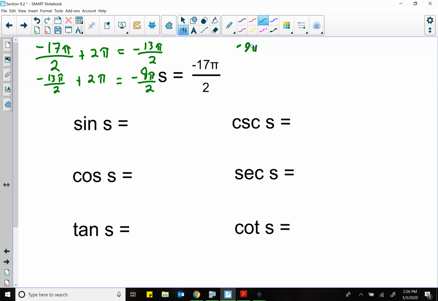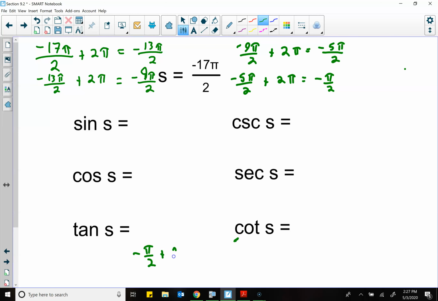So let's take negative 9 pi over 2 and add 2 pi. So that gives us negative 5 pi over 2. Still not positive. So negative 5 pi over 2 plus 2 pi gives us negative pi over 2. Still not there yet. So if we take negative pi over 2 plus 2 pi, finally, this will get us our least positive coterminal angle.